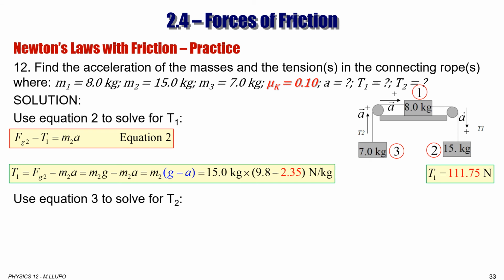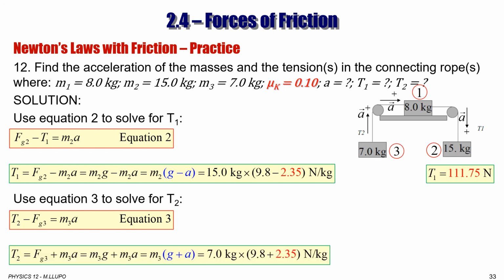You do the same thing. Now you can choose equation number 3 because it includes T2. You can solve for T2, which is Fg3 plus m3a. Fg3 is m3g plus m3a. You factor m3 times g plus a. Then you plug those numbers in and you get 85.05.